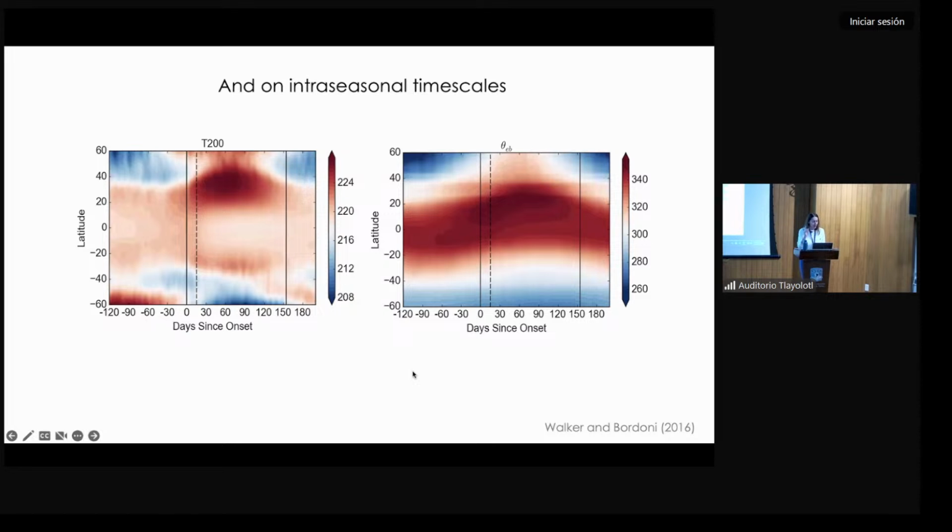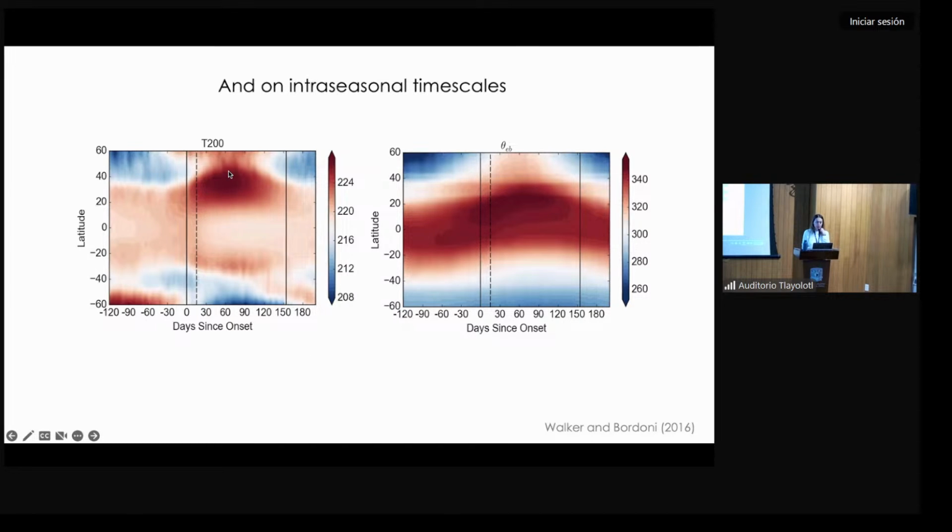So we'll go through that more in detail. I'll talk a little bit more about it tomorrow as well. But let me just emphasize that once we have an index that tells us a time of monsoon onset every year, then we can start building composites of how thermodynamic and dynamic variables change at the onset of the monsoon.